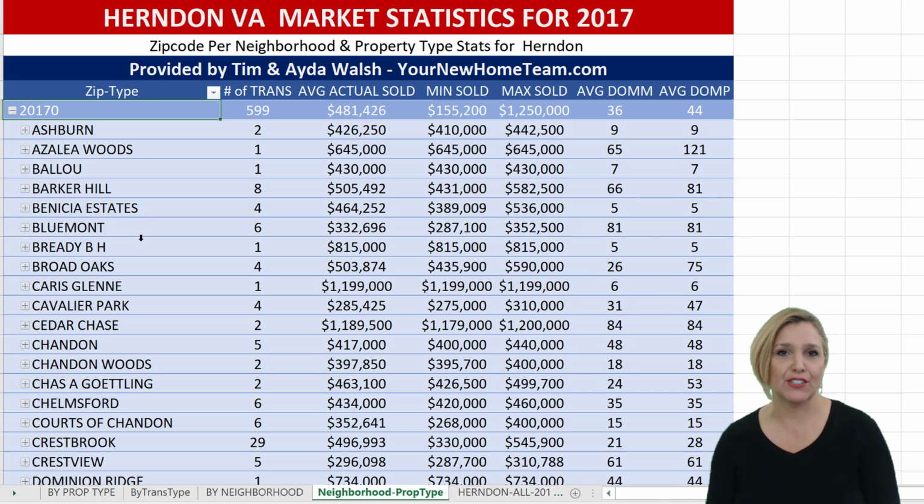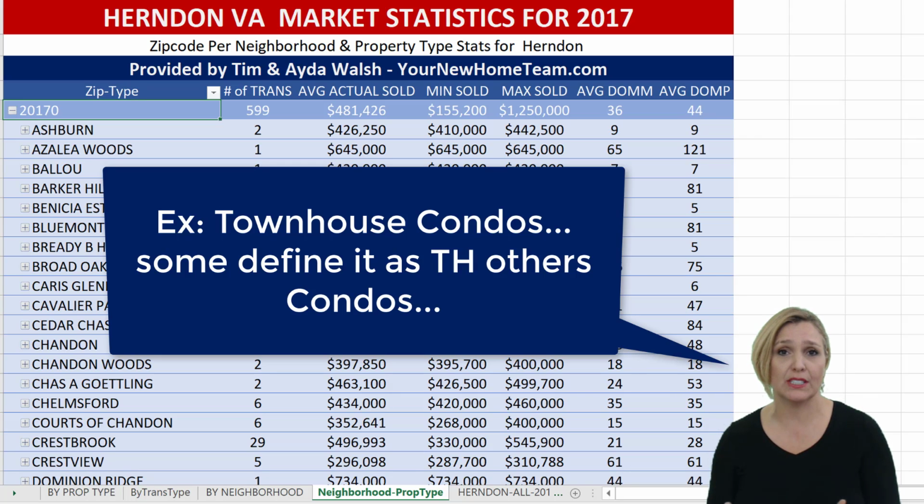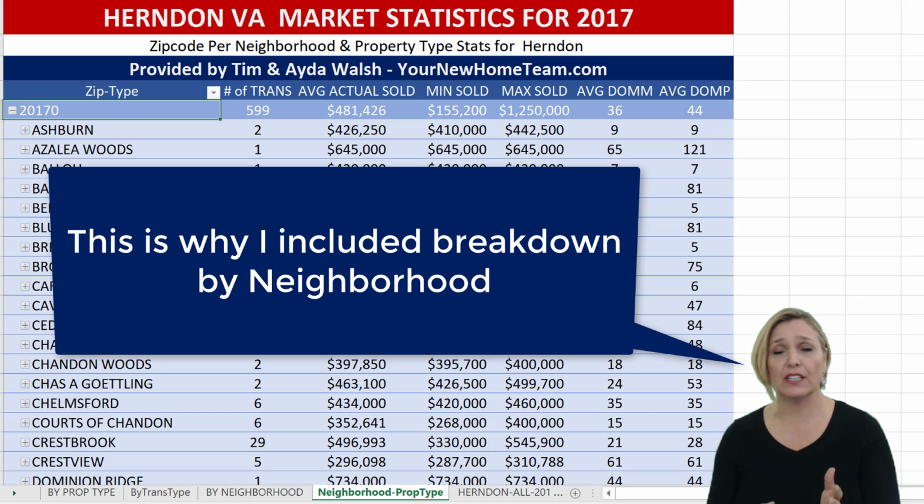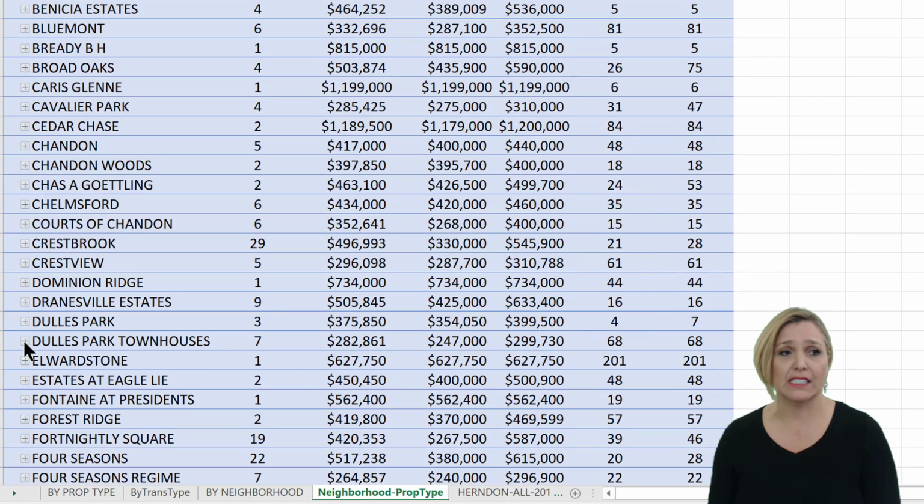And in our area, sometimes it's very difficult to define what kind of a property it is and how you should define it. For example, there are condos that live like townhomes, and in some categories they're called townhome condos. So some agents will put that category as a townhome, some people will put it as a condo. So when you do look at it, you may see different property types for the same neighborhood, just because agents defined it differently. So in this case, I really wanted to make sure that if that was the case, you would be able to see it per neighborhood.